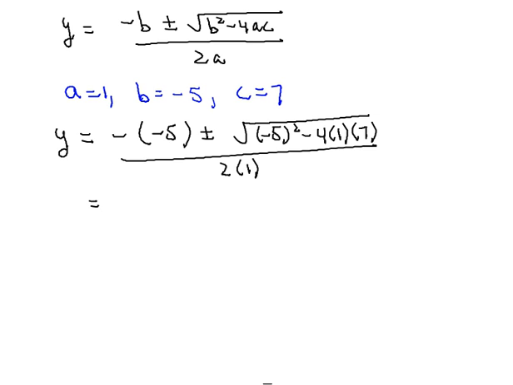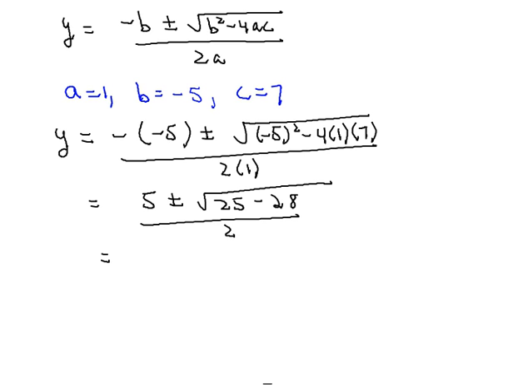So going back now and simplifying, we have on the top the opposite of negative 5 is 5, plus or minus square root, and negative 5 squared would be 25, minus 28, all over 2, and 5 plus or minus, and inside the radicand becomes negative 3, all over 2. Now what we'll do inside the square root is to rewrite the negative 3 as the product of negative 1 times 3.